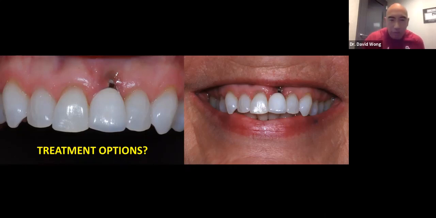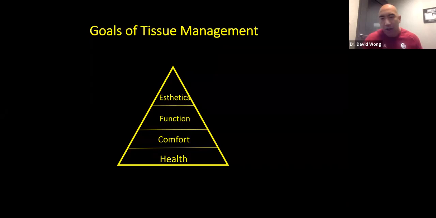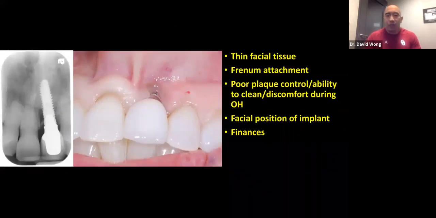So what do we do? We have lots of inflammation around the implant, and the patient's not keeping it very clean. So the challenges here, we have thin facial tissue. We have a high frenum attachment in the area, poor plaque control. The implant position is a little bit more to the facial than I would like. And then, of course, like all of our patients, in situations like this, finances is an option. So what would you do?